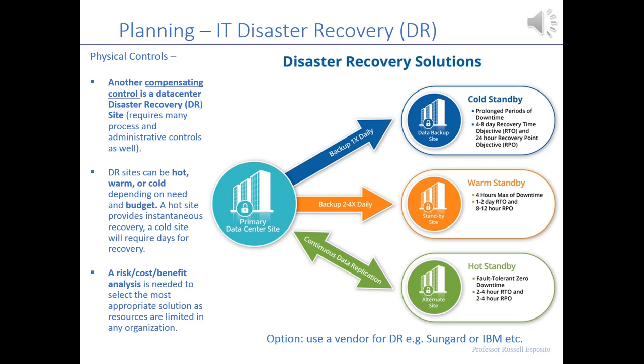If you're a hot site, on the bottom, continuous data replication. You have to continuously replicate your data, continuously update your software, keep it current with the primary site. Because if the primary site fails, you have to fail over to this hot site. It has to have the current data and the current software. The warm site, you might have backup data and software 2 to 4 times a day, several times a day, or a few times a day to keep it fairly current.